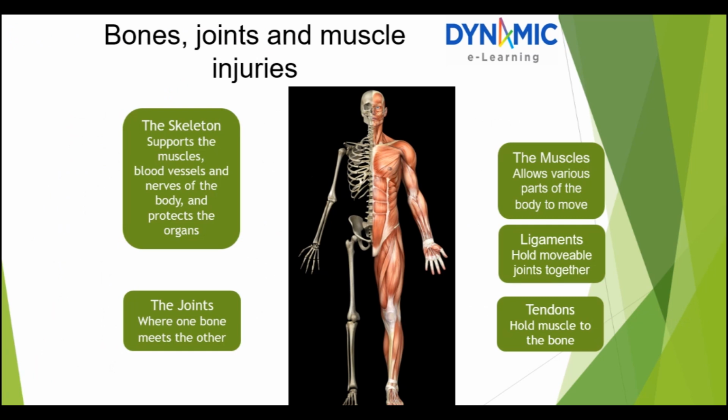Bones, joints and muscle injuries. The skeleton supports the muscles, blood vessels and nerves of the body and protects the organs. The joint is where one bone meets another. The muscles allow various parts of the body to move. Ligaments hold the movable joints together and tendons hold the muscle to the bone.